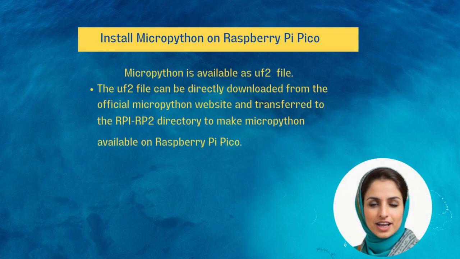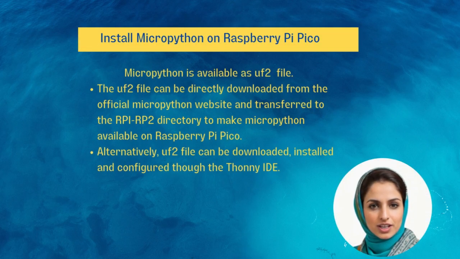We move on to the installation of MicroPython on Raspberry Pi Pico. MicroPython is available as a UF2 file. The UF2 file can be directly downloaded from the official MicroPython website and transferred to the RPI-RP2 directory to make MicroPython available on Raspberry Pi Pico. Alternatively, the UF2 file can be downloaded, installed and configured through the Thonny IDE.